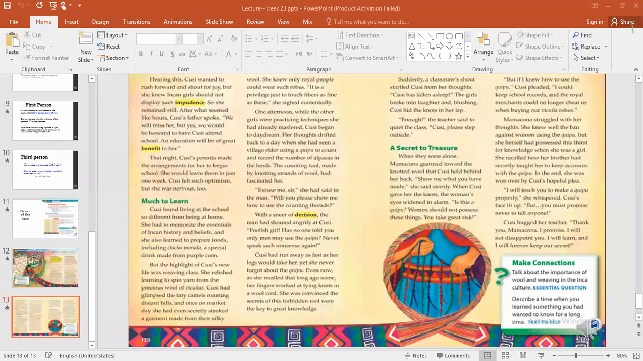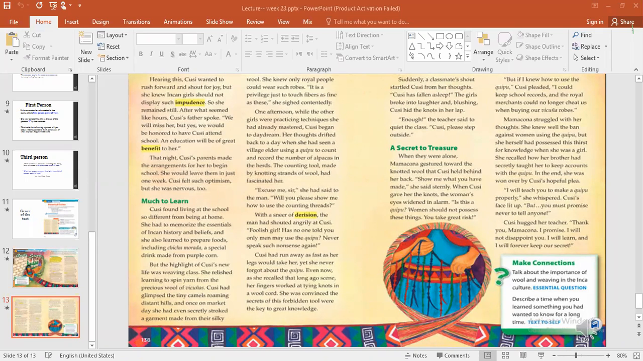What do you mean by daydreaming? Miss, when she's dreaming, she starts imagining something maybe. Okay, her thoughts drifted back to a day when she had seen a village elder using a quipu to count and record the number of alpacas. So all these textiles that she has seen fascinated her, and she was amazed with them. Continue, Samia.